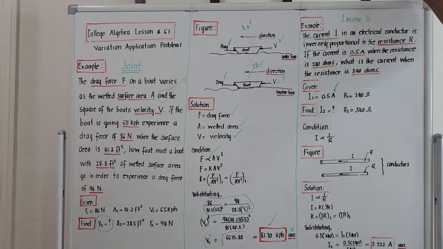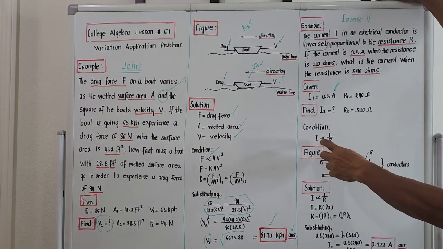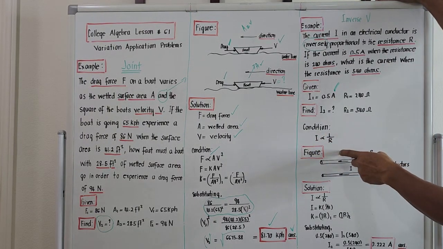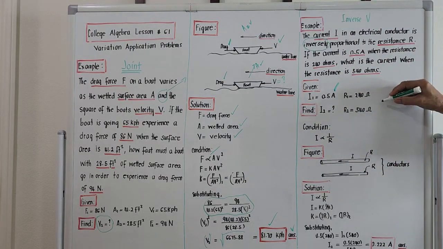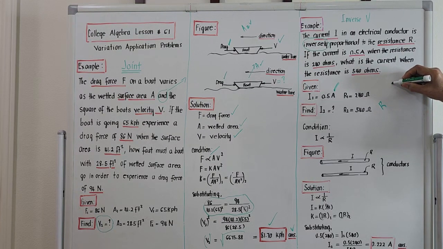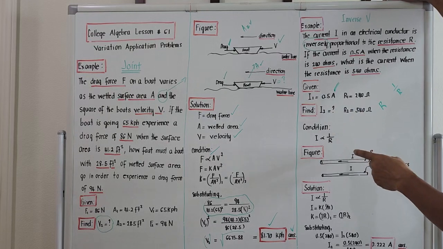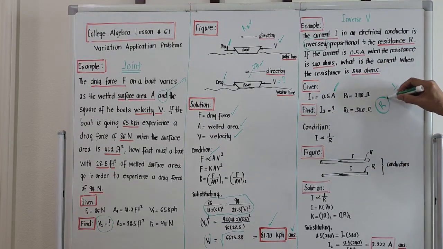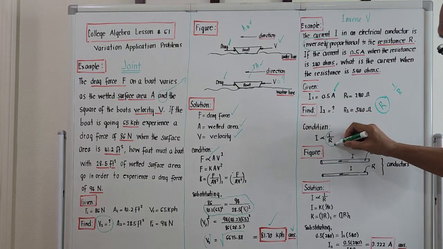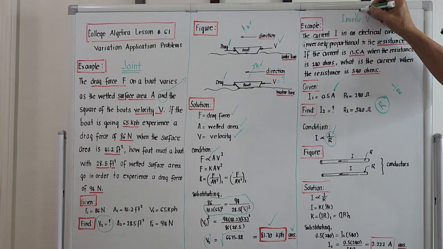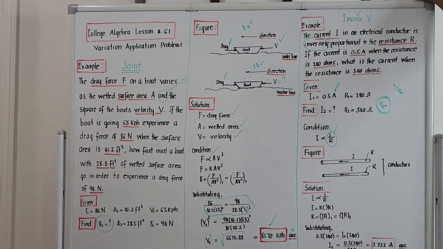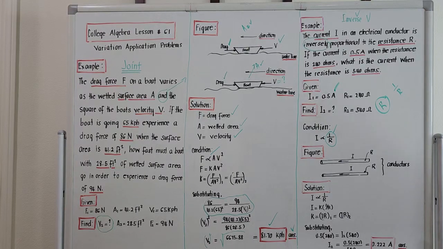With the given condition, current varies inversely as the resistance. So there is R, right? The inverse value of R is actually 1 over R. So it will be something like this: I is inversely proportional to R, meaning it should not only be R, it should be 1 over R for it to be pulled under inverse variation. Okay, let's try to bring out the picture.